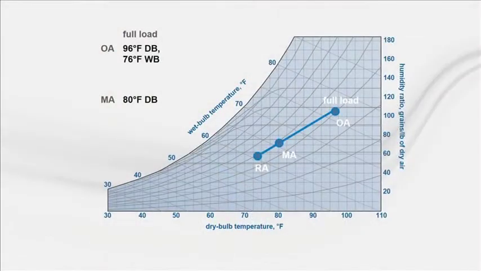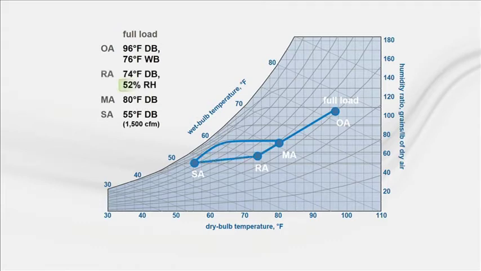Let's use a psychrometric chart to illustrate the effect these changes have on a basic system. At full load, outdoor air is mixed with return air, and this mixture passes through the coil to be cooled and dehumidified. Then, this cold, dry air is delivered to the space where it absorbs sensible heat and moisture.